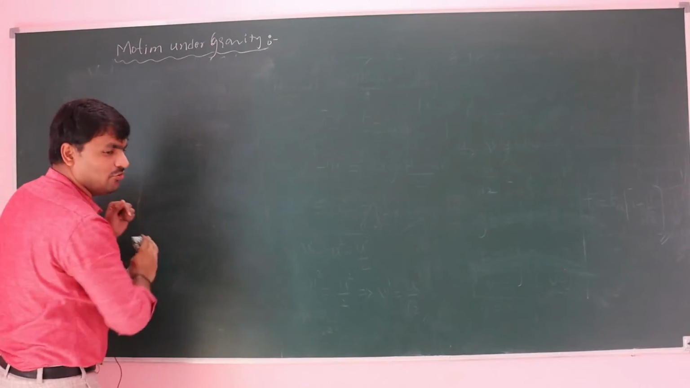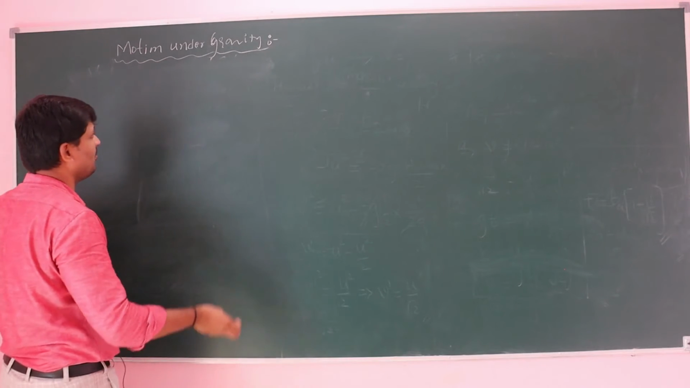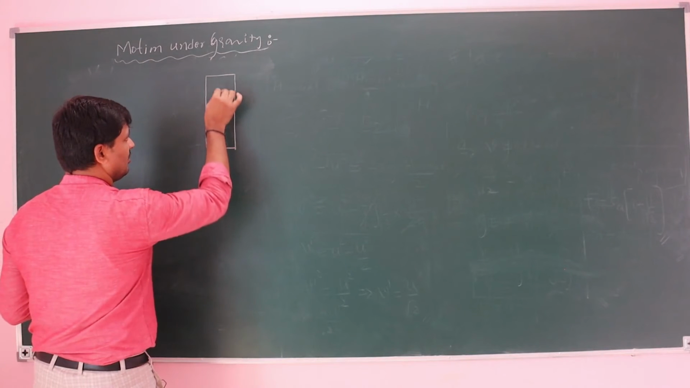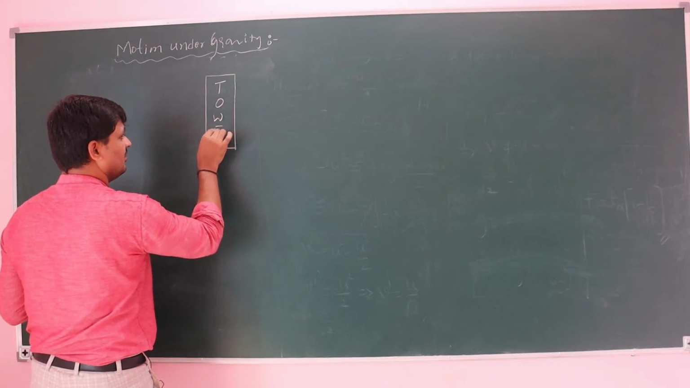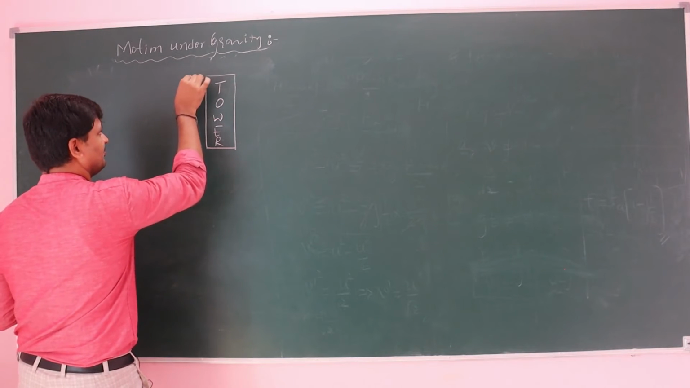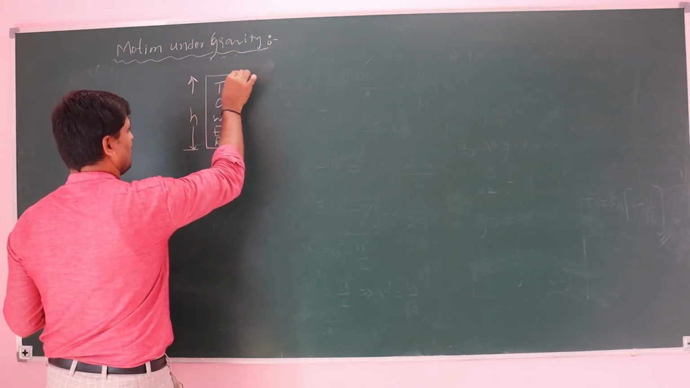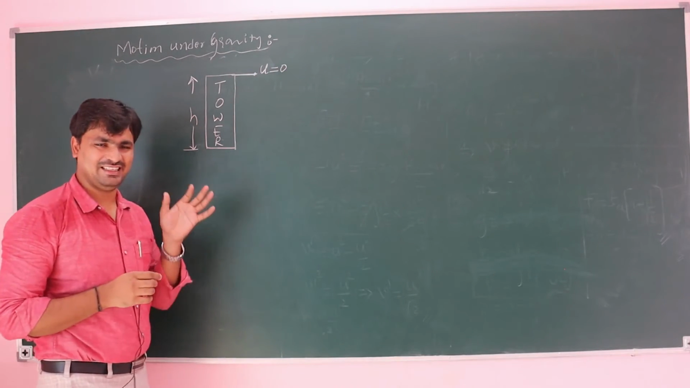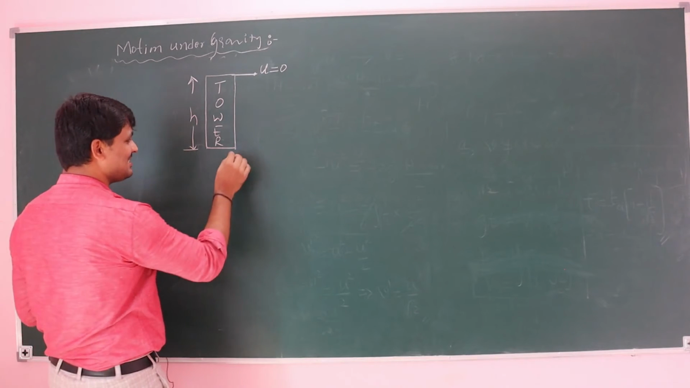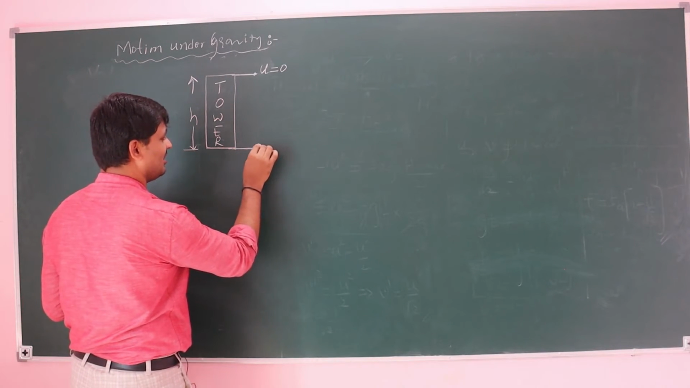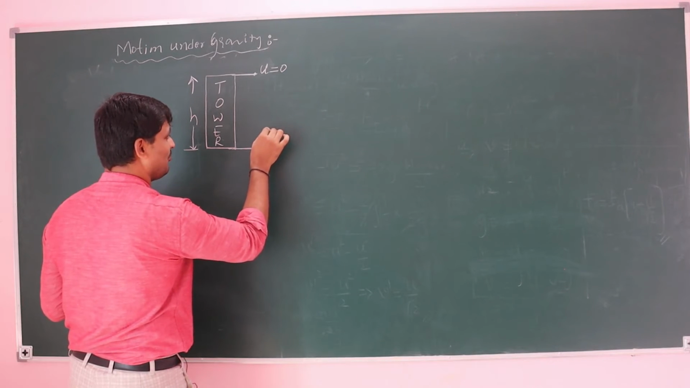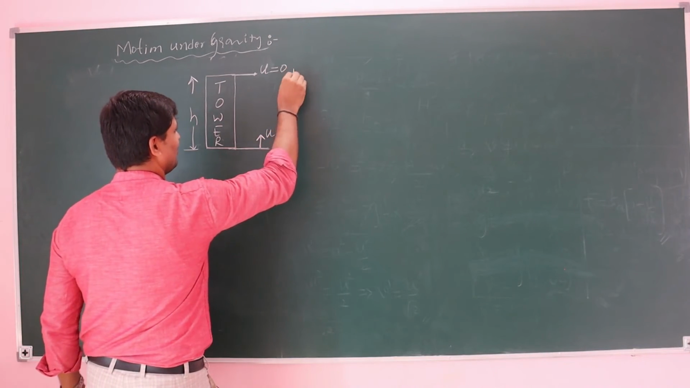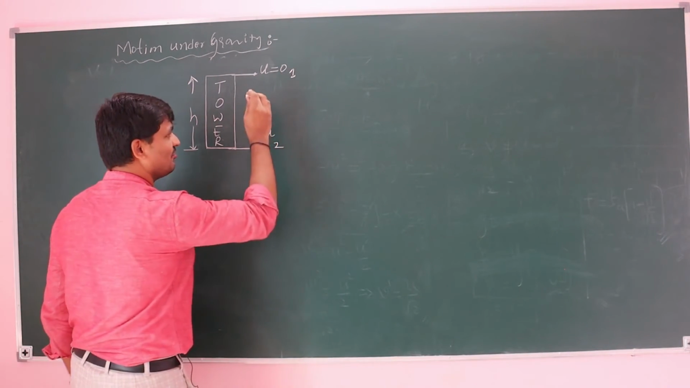Okay. And one body is projected from the top of a tower. We have here a tower of height h meters. From the top of the tower, a body is released, means dropped freely. At the same instant, another body is projected vertically upwards with u velocity. One body is dropped from here and another body is projected vertically upwards.